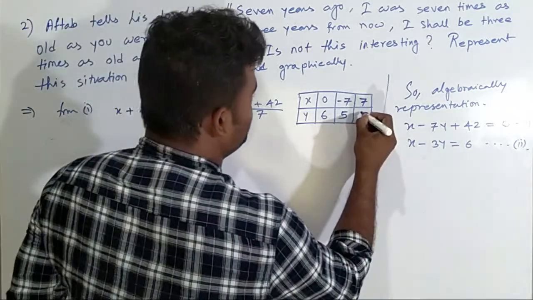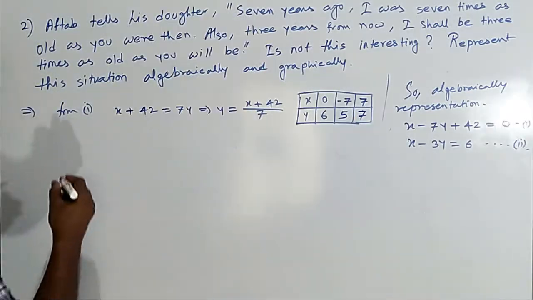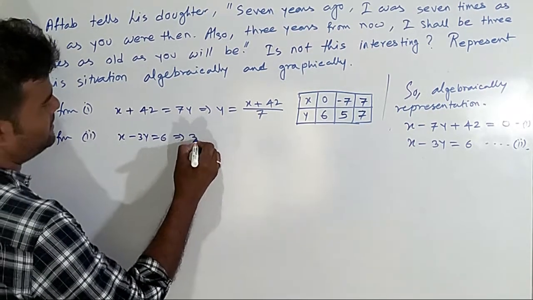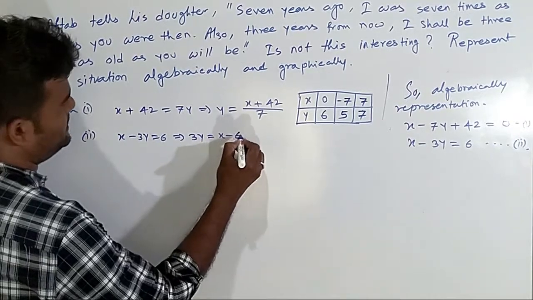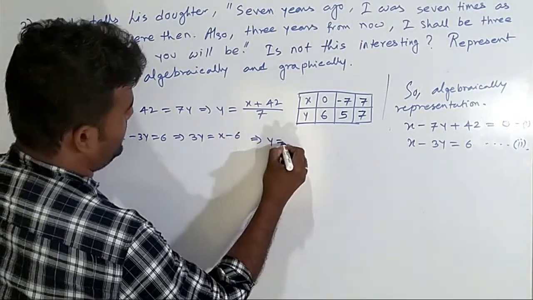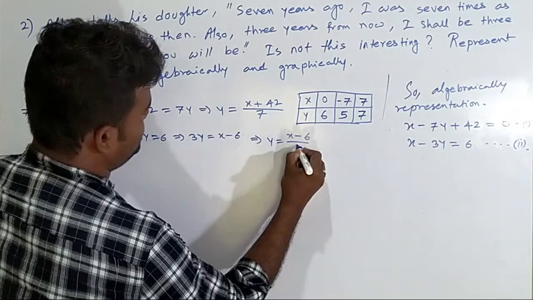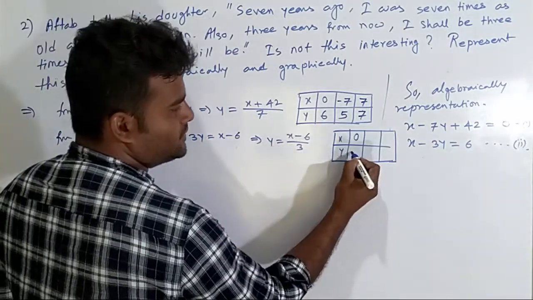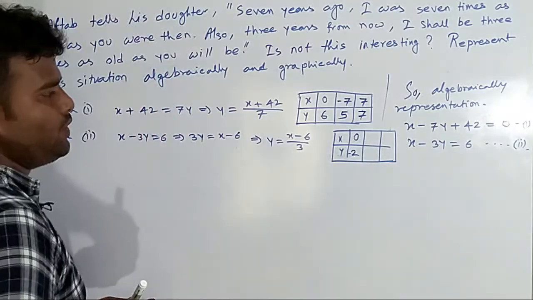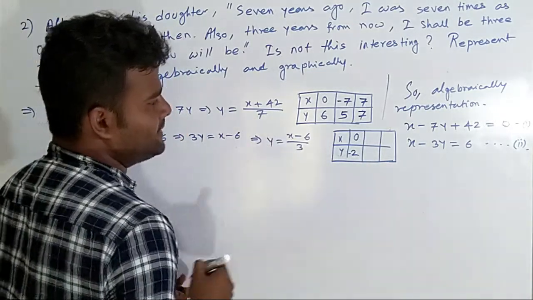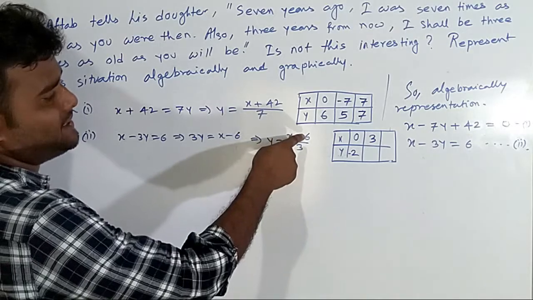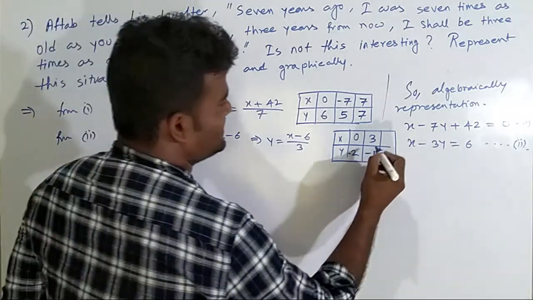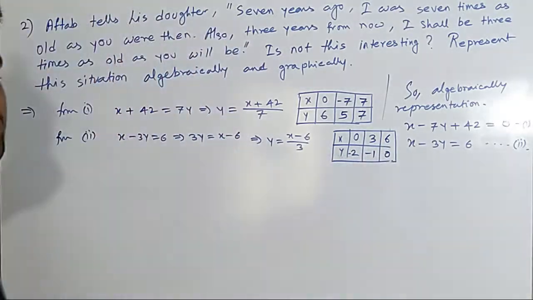49 by 7, it will be 7 also. Now from the second equation, x minus 3y equals 6, so 3y equals x minus 6. This implies y equals (x minus 6) by 3. For x equals 0, y will be minus 6 by 3, that is minus 2. Now for x equals 3, it will be 3 minus 6, that is minus 3 by 3, that is minus 1.